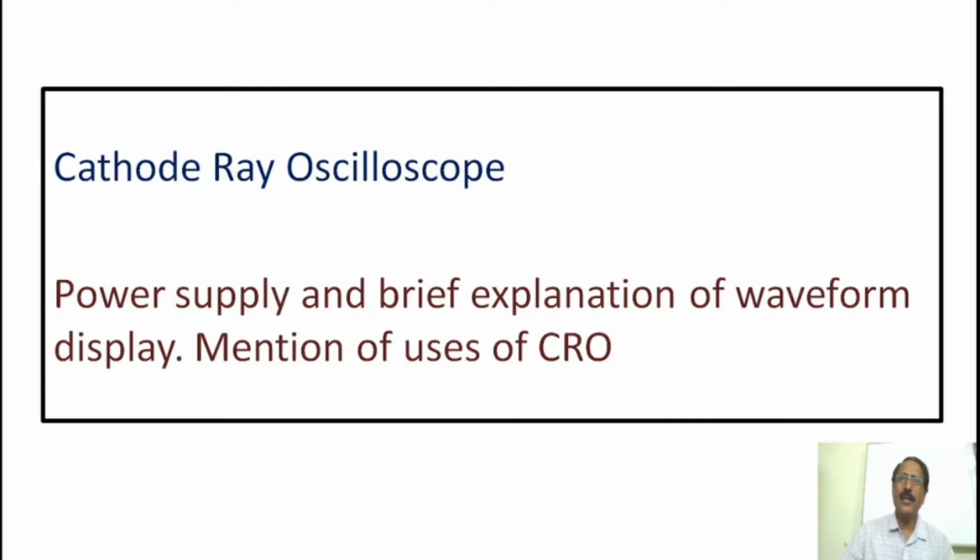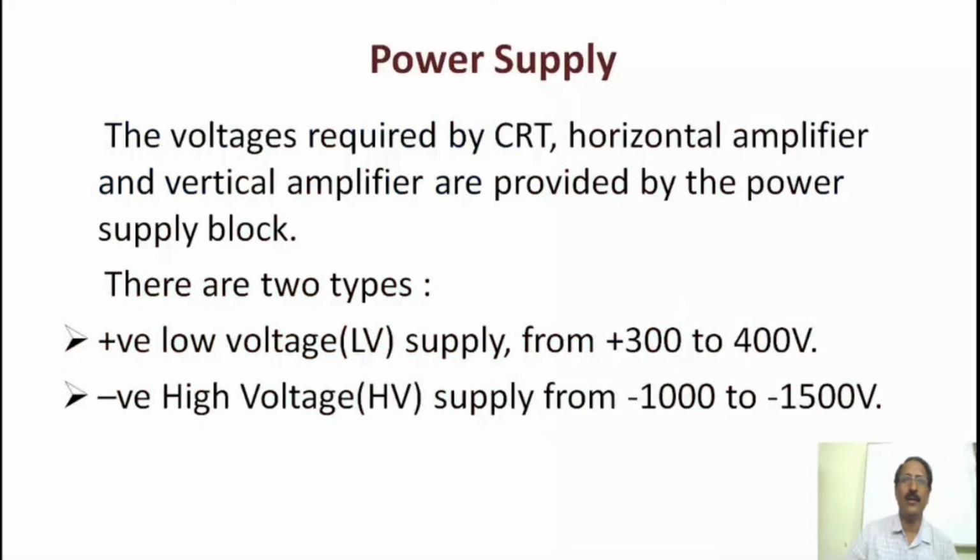In previous session, while explaining operating voltages in CRT, we have seen that different voltages are required. These voltages are obtained from power supply. There are two power supplies, a negative high voltage and positive low voltage supply. These voltages are generated in the CRO itself.